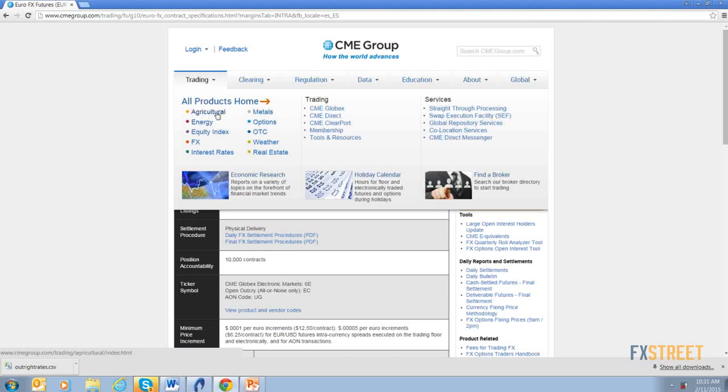Agriculture and equities index. So here's your S&P and NASDAQ right here. Again, you would just click on any of these, pick the market you want to look at, and then go to contract specs.